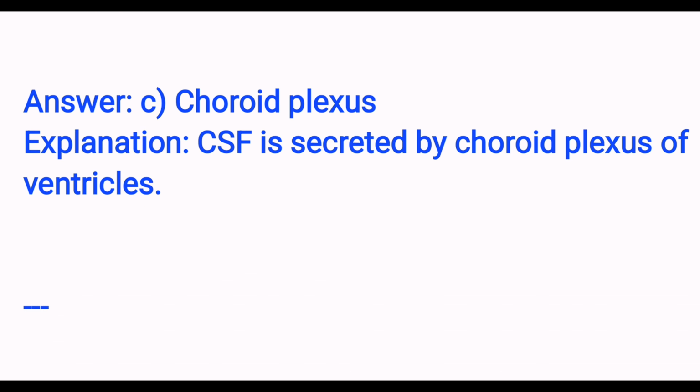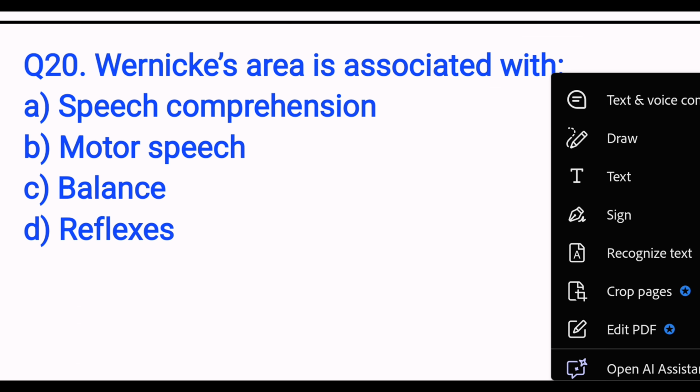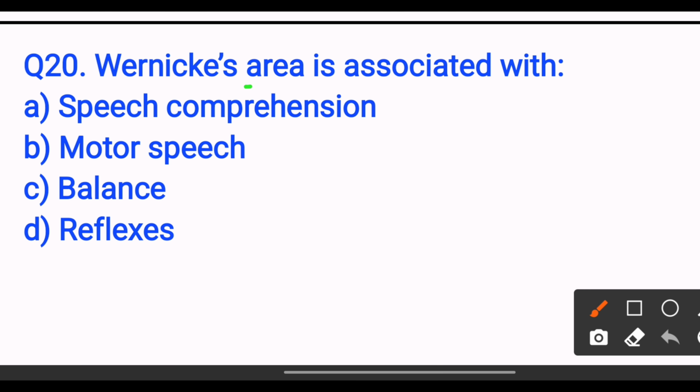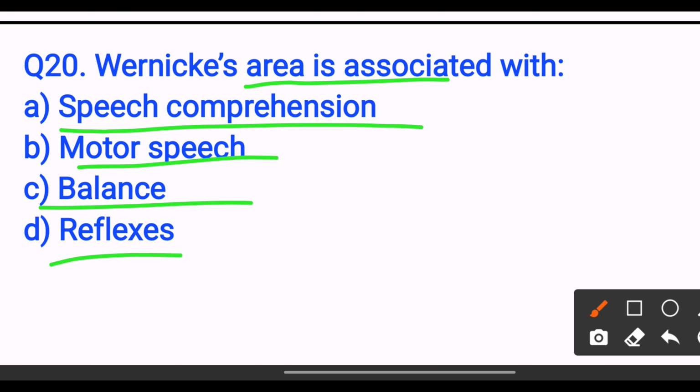Next, Wernicke's area is associated with option A, speech comprehension. Option B, motor speech. Option C, balance. Option D, reflexes. The answer is option A, speech comprehension. It is located in the temporal lobe and is responsible for understanding language. So the answer is option A.